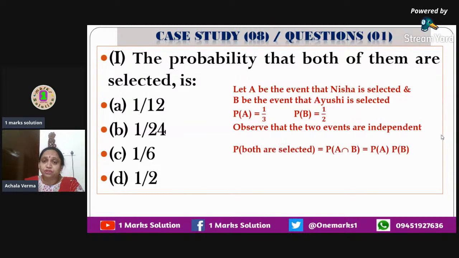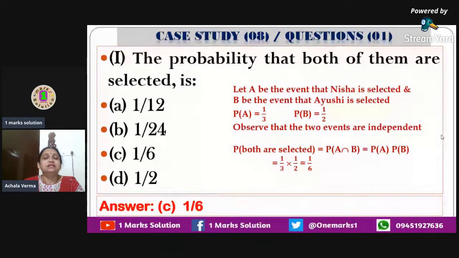As per the rule that you studied in conditional probability and independent events, the probability that both are selected is P of A intersection B. As the events are independent, it will be equal to the product of the 2 probabilities. That is, P of A intersection B is equal to P of A into P of B, which becomes 1/3 into 1/2, equal to 1/6. So the correct answer is option C.